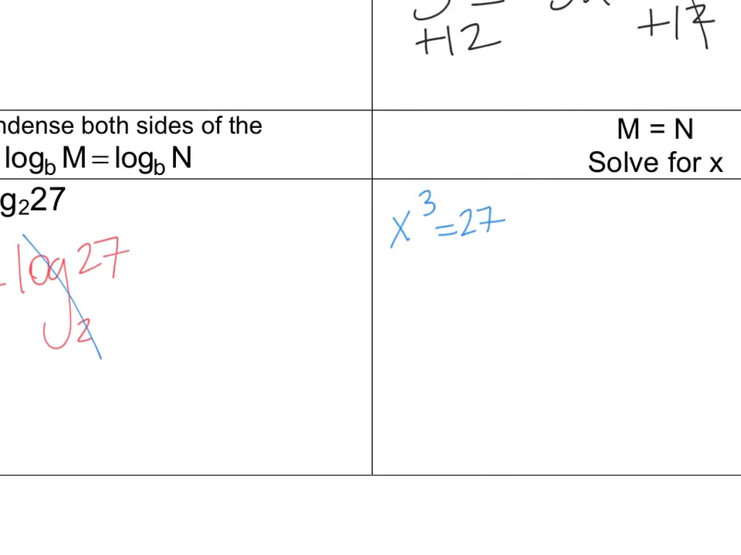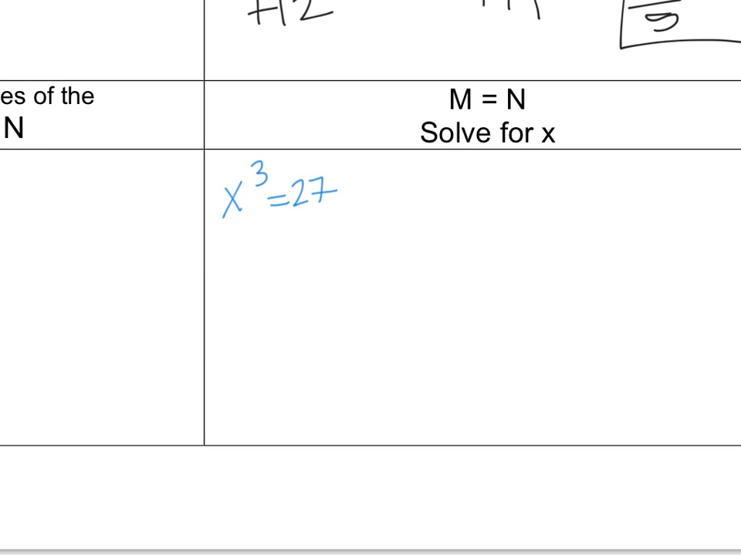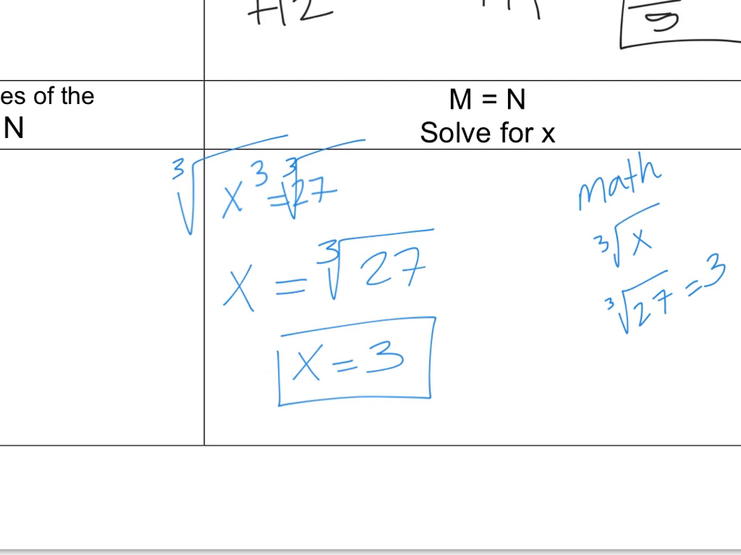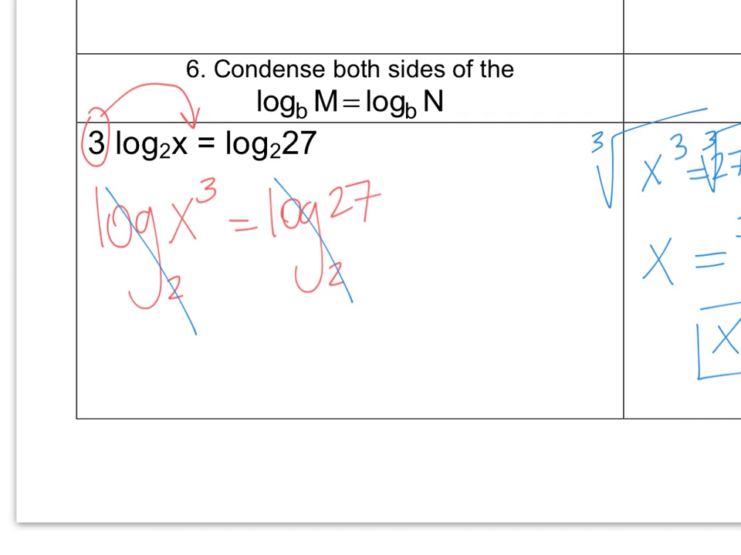Now, how can I find x? You can cube root both sides to get x by itself. So x is equal to the cubic root of 27. How can you find the answer for that? You go to math, then you scroll down to where you see cubic root of x. You click on that, and you put on the calculator cubic root of 27, and press enter. That's going to be 3. So x is equal to 3. That's how you solve a log equal log type of equation.